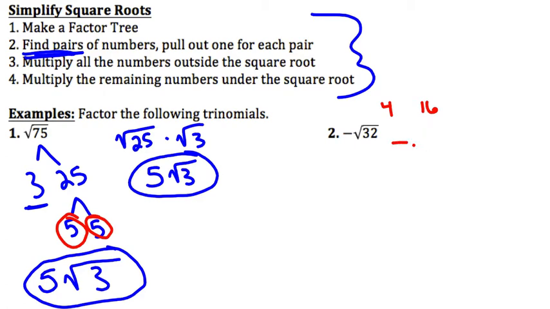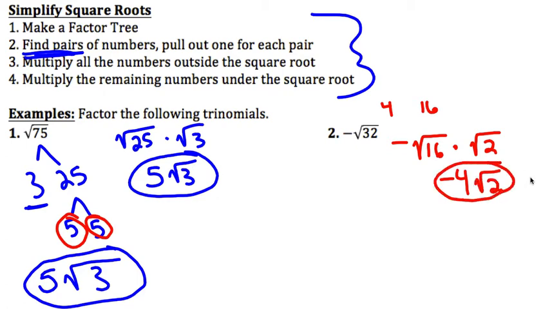So this is negative square root of 16 times square root of 2, because 16 times 2 gives me 32. I also know that the square root of 16 is 4, so my final answer is negative 4 square root of 2. Okay? Now some of you may be looking at that and thinking, I have no idea what's happening there.